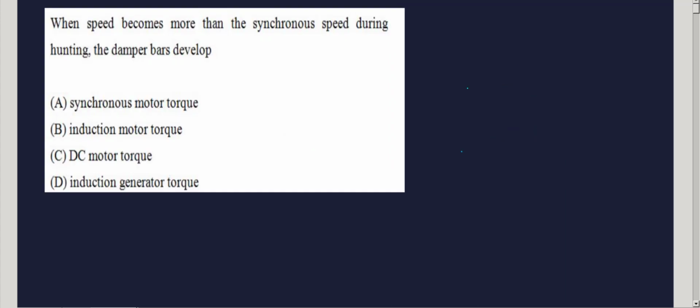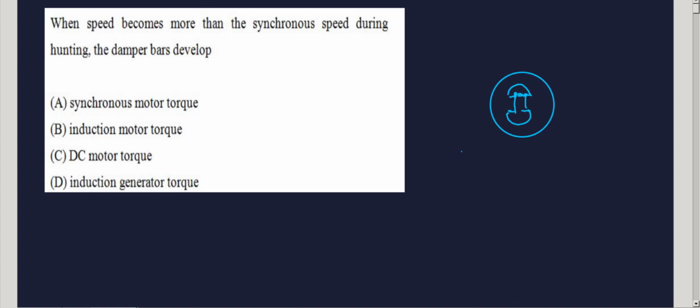When speed becomes more than the synchronous speed during hunting, damper bars develop what? In synchronous machines, damper bars are used to eliminate hunting. If you see here, this is a salient pole machine, so damper bars are placed here.